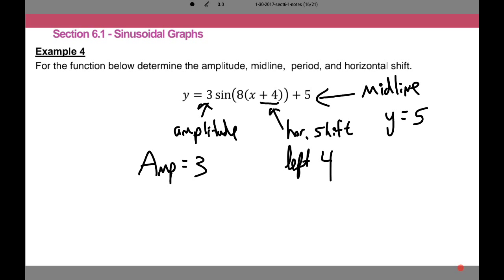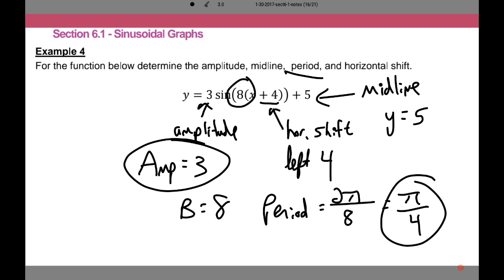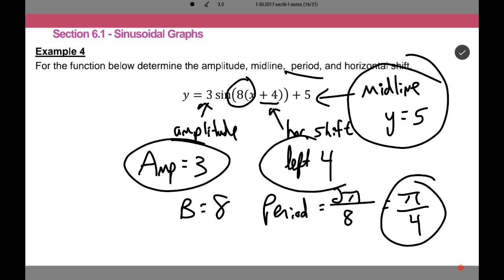And the last thing is b. So in this case, b is equal to 8. B helps us find our period. So our period for this function is going to be 2 pi divided by 8. So it's always going to be 2 pi divided by whatever your B value is. And in this case, that ends up simplifying to 2 pi over 4. So we had to find amplitude, our period, our midline, and our horizontal shift.